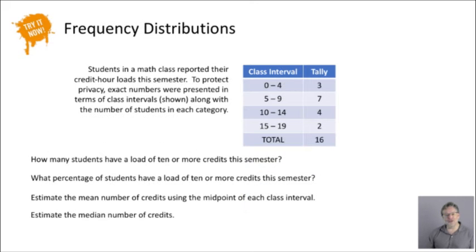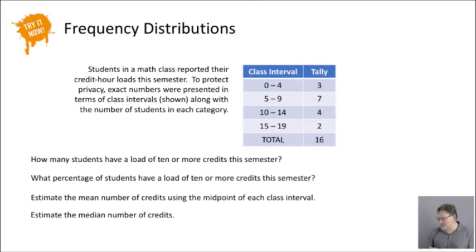So do this one on your own here. Students in a math class reported their credit hour loads this semester, and again, to protect some privacy, exact numbers were presented in terms of class intervals, which you can see in this chart above, along with the number of students in each category. So answer these questions for me. And these are specific to the kinds of things that we were looking at in just the previous slide here with frequency distributions. How many students have a load of 10 or more credits this semester?